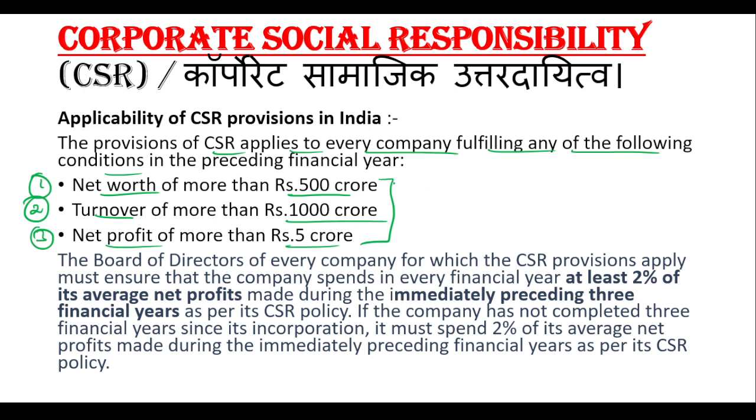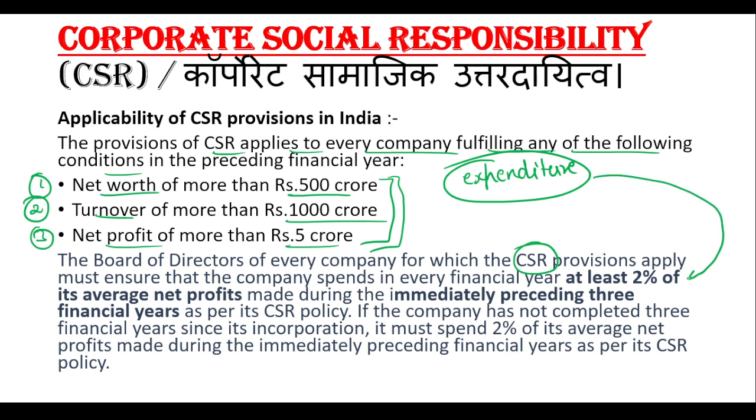Every company fulfilling one of these conditions will have to contribute some expenditure towards certain activities. So how much is the expenditure? It is mentioned here that it is at least 2% of its average net profits made during the immediately preceding 3 financial years as per its CSR policy. We will now consider an example. Let us say in 2024-25, the company has a net profit of, let's say, 10 crore. So it's mandatory, it's an obligation for this particular company to make CSR, isn't it?